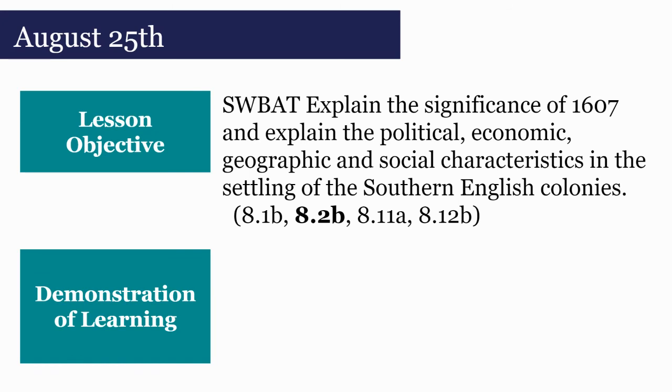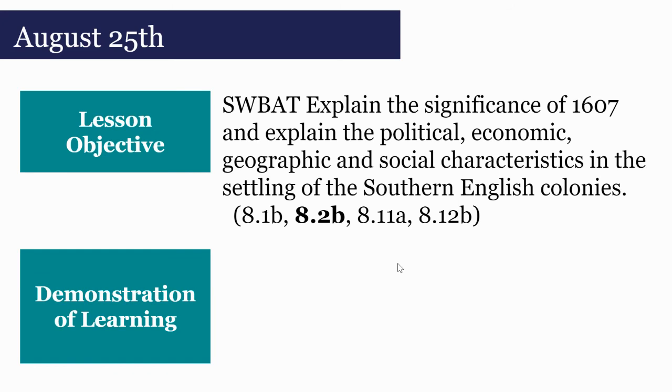We will also explain the political, economical, geographical, and social characteristics in the settling of the Southern colonies. So there are certain pegs, we talked about pegs last week, that these colonies had certain attributes of. And we're going to be able to describe those things or explain those things. And then later on, we're going to apply this to compare the three different regions to one another.